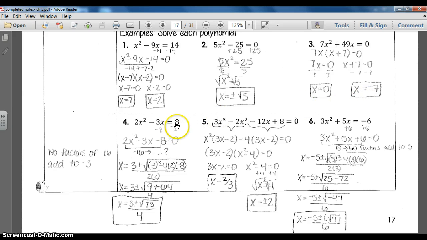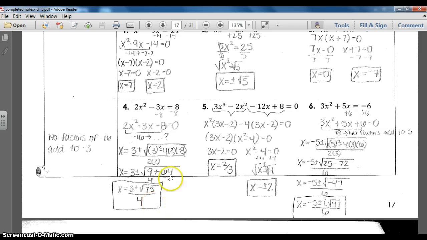Number 4, minus 8. Again, we want everything on the left side to equal 0. So 2 and negative 8, factors of negative 16 that add to get negative 3, oh, none. So that means if there's no factors, we cannot use the factoring method. So we need to go to quadratic formula, which I already told you on this one.